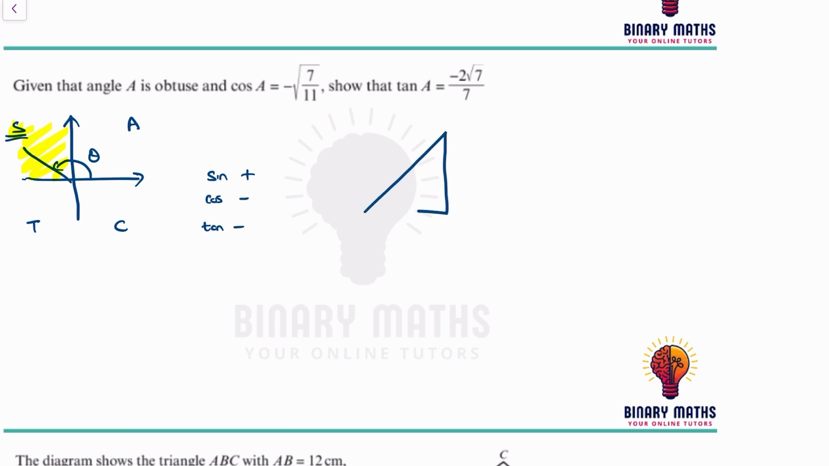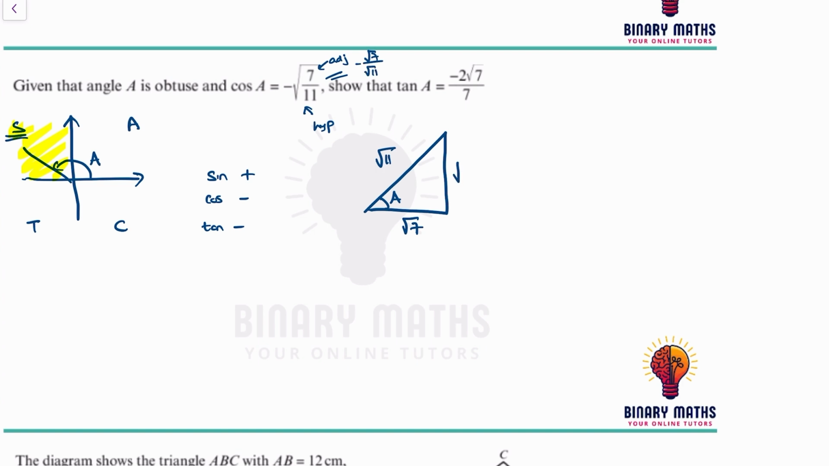If I draw my angle out, well, not theta actually, this is A. My angle is not theta in this case, my angle is A. Don't confuse it with that. Okay, cos A is equal to negative root 7 over 11. The negative is negative because of the quadrant. Root 7 must be my adjacent, and 11 must be my hypotenuse, because the square root of 7 over the square root of 11 is the same thing as root 7 over root 11, so negative.